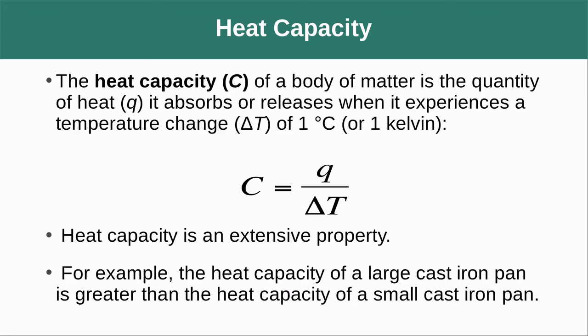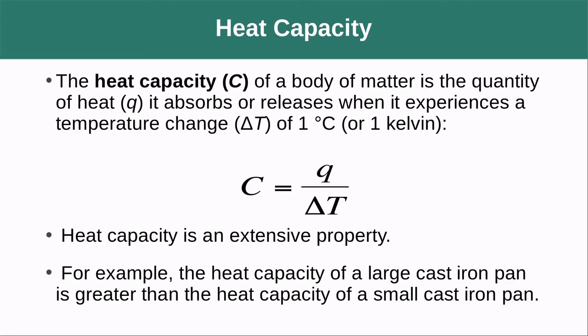So, heat capacity of a body of matter is the quantity of heat it absorbs or releases when it experiences a temperature change of one degree. So the temperature is either raised or lowered 1 degree Celsius. Here we can see that our heat capacity C is equal to the heat divided by the temperature change. So here's the important thing about this. The heat capacity is an extensive property.